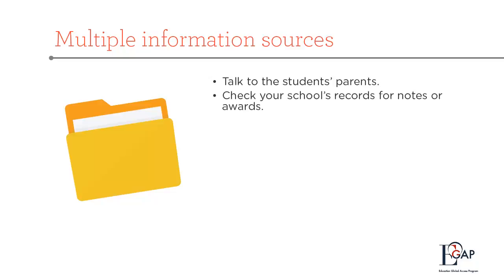If your school keeps records, check them to see any sort of notes recorded by last year's teachers or awards the students may have won, or any behavioral problems that could still shed light on their intelligences. If the student has more than one teacher, try talking to the other teachers and see if they have noticed any particular pattern in the student's behavior.